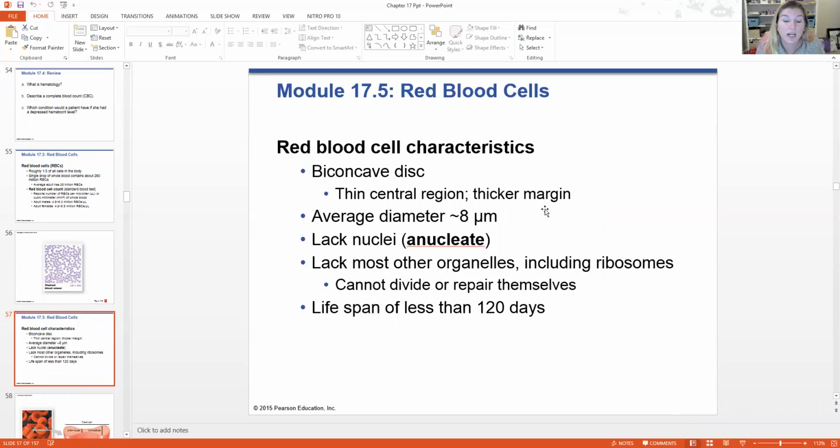They lack nuclei, so they're anucleate, and they lack most other organelles. So they don't have ribosomes, they can't repair, they can't divide. Once they're damaged, they're done, right? So the lifespan on them is less than 120 days.